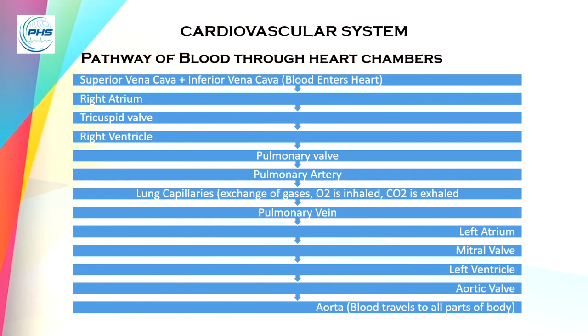The blood flows to the left ventricle via the mitral valve. The left ventricle propels the oxygenated blood to the aorta through the aortic valve, which further branches to carry blood throughout the body.